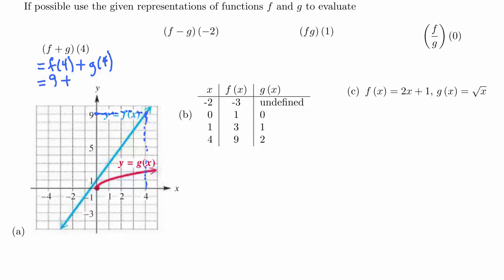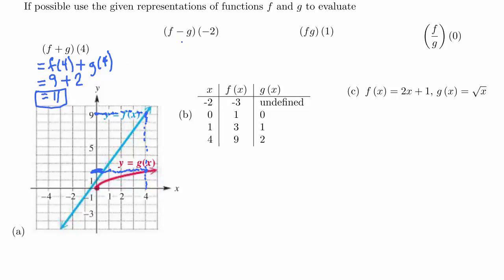Plus g of 4. I already crossed g right here, so if I go back to the y-axis, I see that that is the number 2. So 9 plus 2 gives me 11. That tells me that f plus g of 4 is 11.